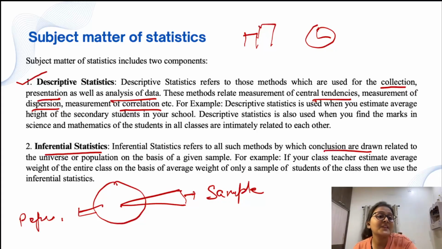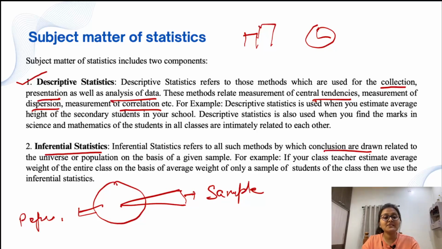For example, if there is a class teacher and they estimate the average height of the entire class on the basis of the average height of the students of some samples which have been taken from that class. So by looking at the class, the average height of a few people of the class can be derived. That is inferential statistics.